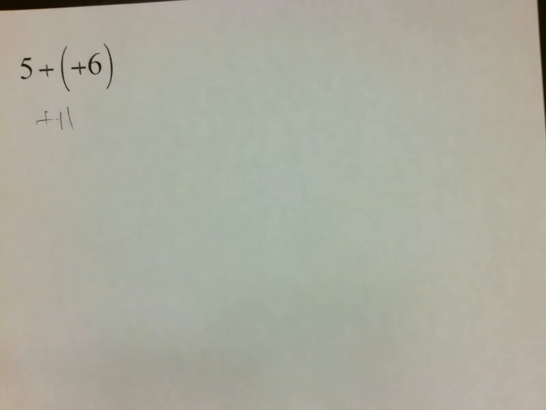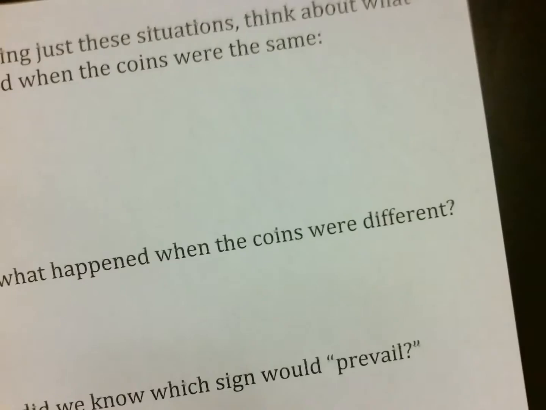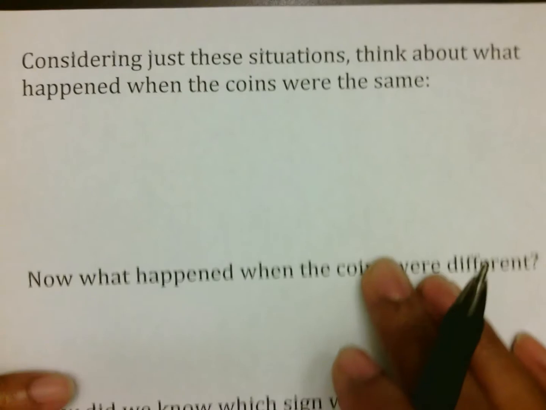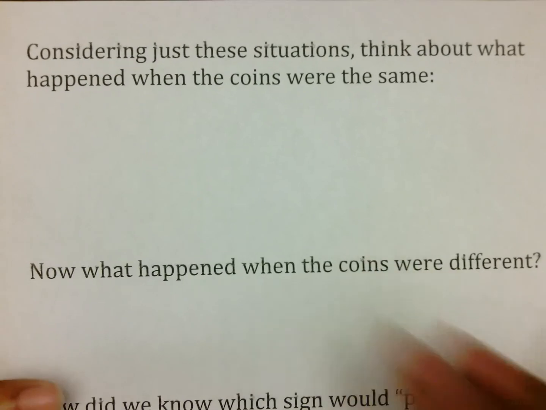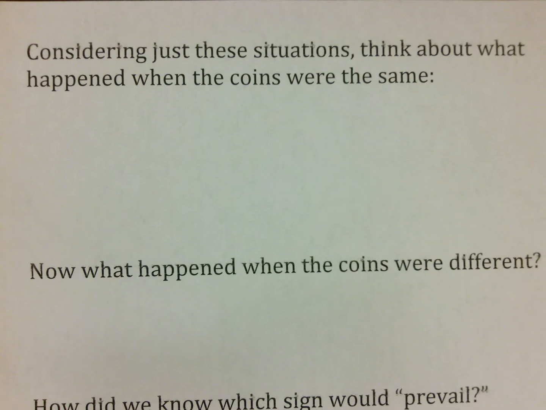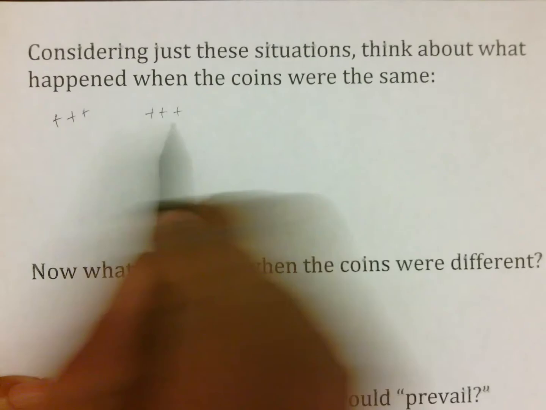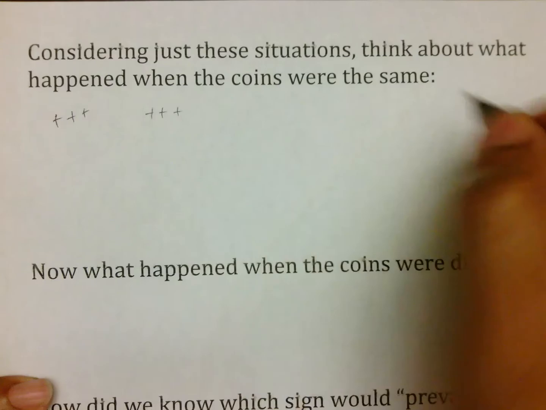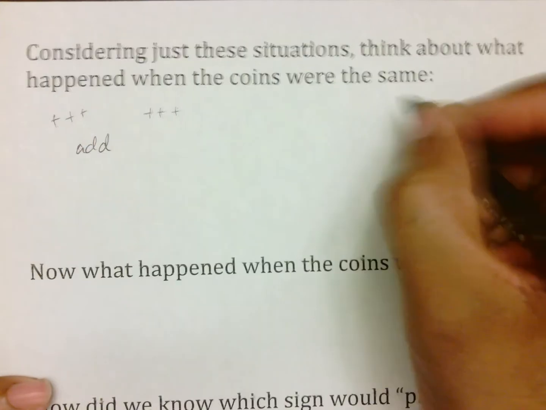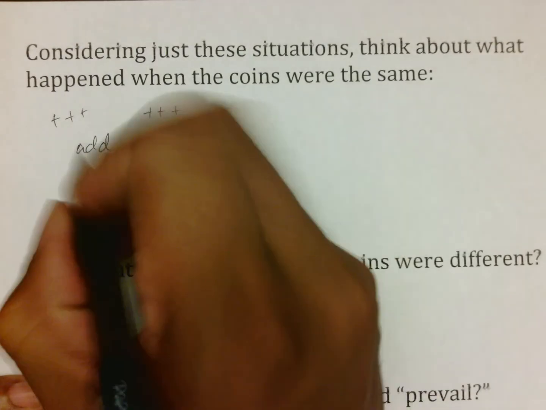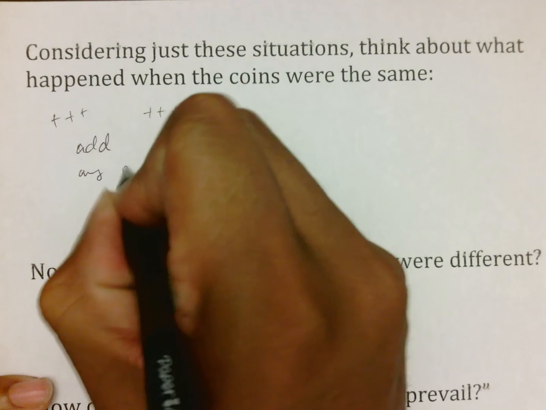Alright, so considering what just happened in these situations, I don't think we need the pennies and dimes. That's really a lot of work, but if you ever need to, I would just put pluses and minuses to represent them. But think about what happened when the coins were the same. Whenever I had positives over here and positives over there, nothing canceled. So what did we do with those things? We actually added those amounts. And because everything was positive, our answer was positive.